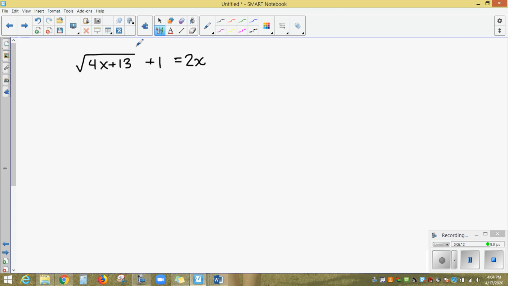So we know we're going to have to square both sides of the equation because there's a radical involved right here, a square root specifically. But we're not going to square both sides until we have that radical expression all by itself. So first we're going to subtract the 1 from both sides. Now that the radical's by itself, we can square both sides of the equation.